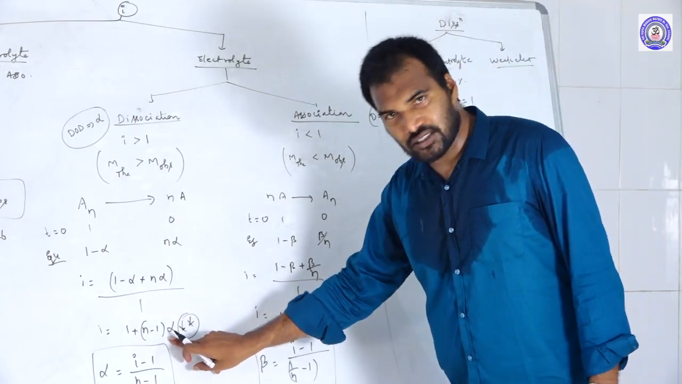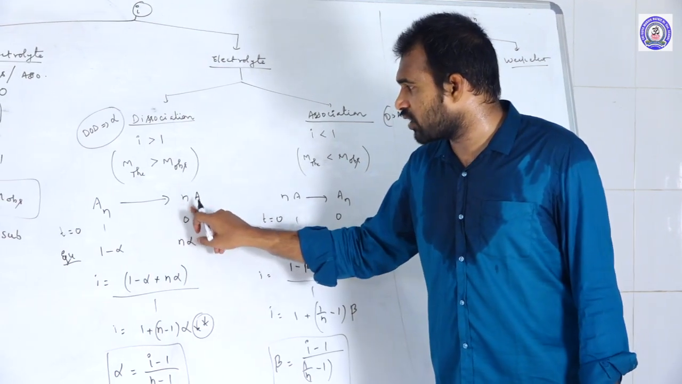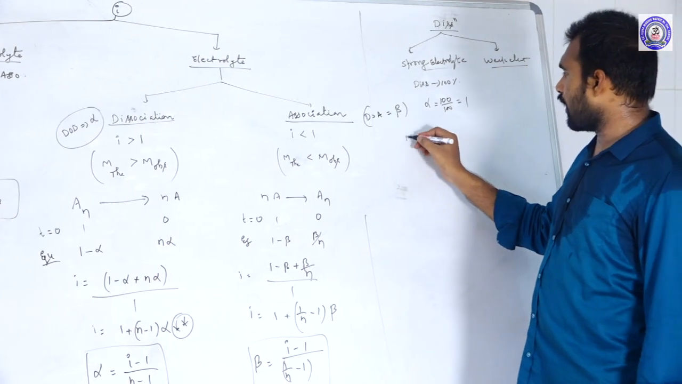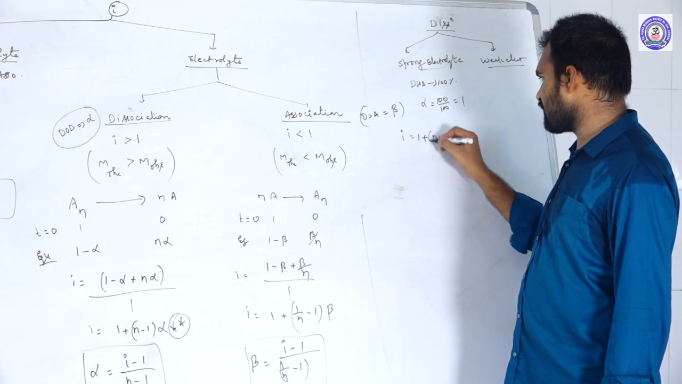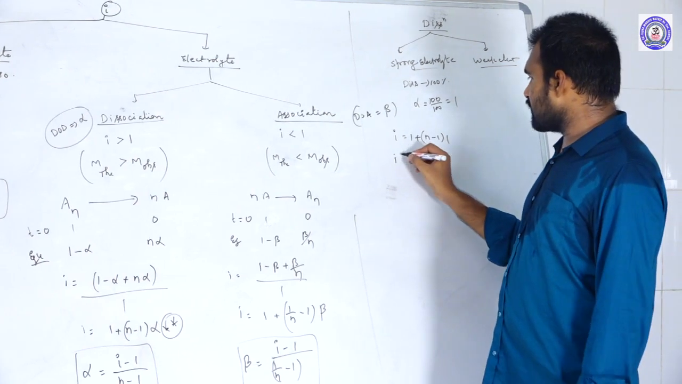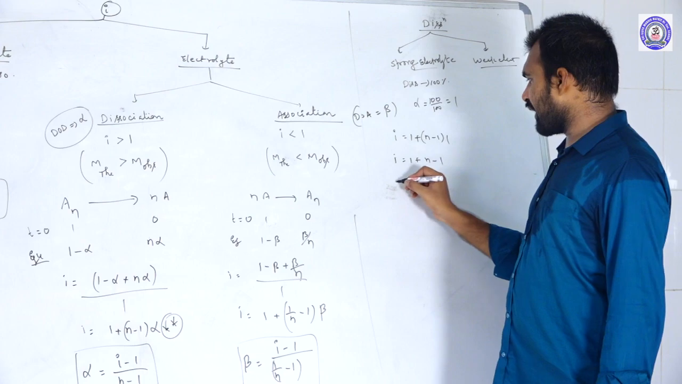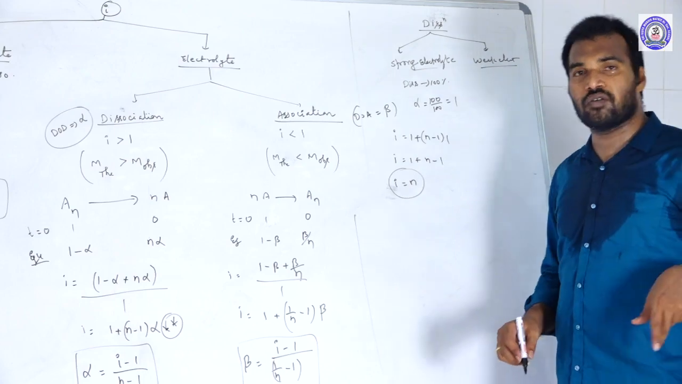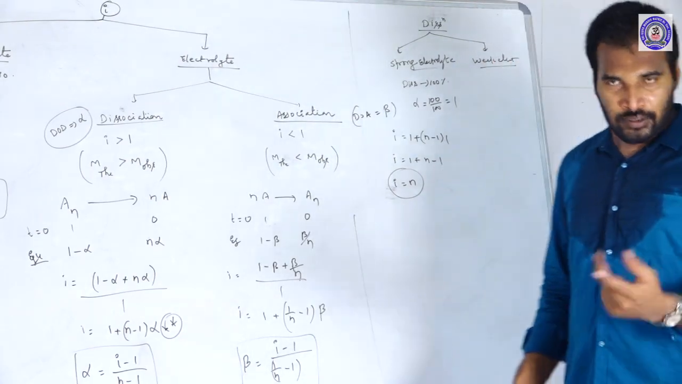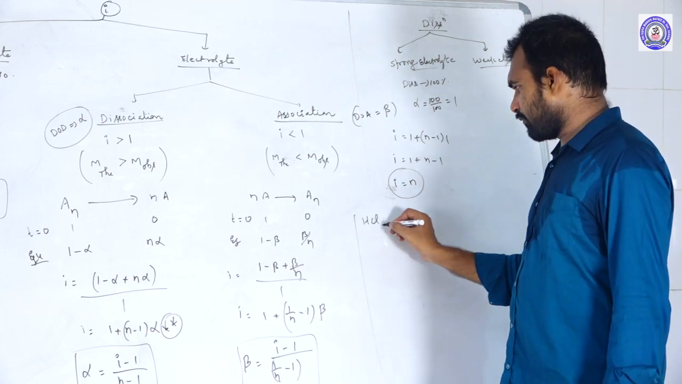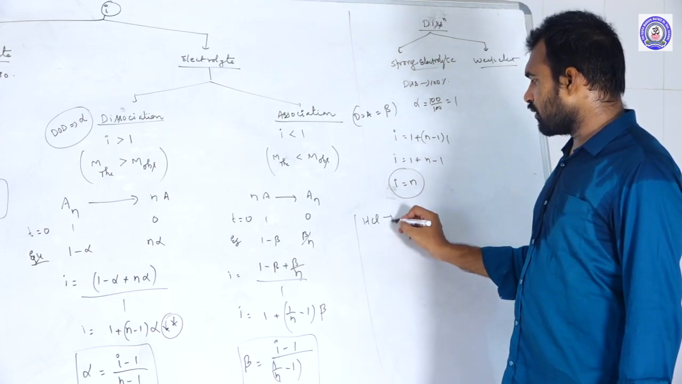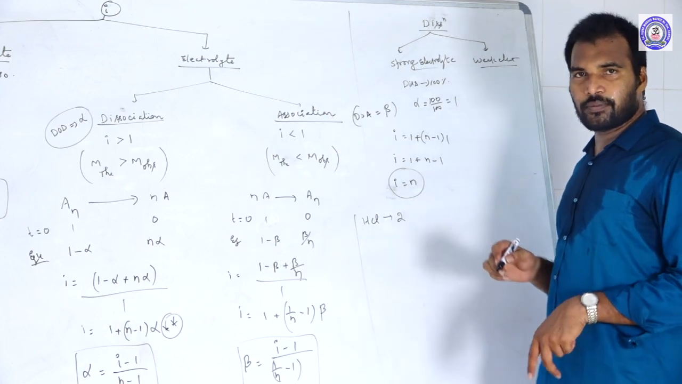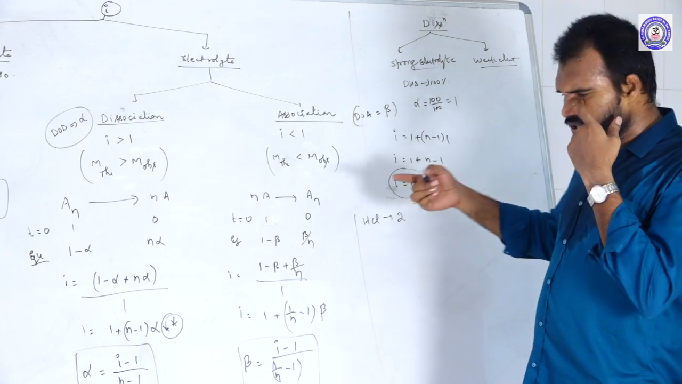Where alpha is equal to the degree of dissociation, and n is equal to the number of ions produced from one molecule. Now alpha is equal to 1. Substitute that: i is equal to 1 plus (n minus 1) into 1. So i is equal to 1 plus n minus 1. The 1 cancels. i is equal to n. That means the i value is always equal to the number of ions produced. For example, in case of HCl, what is the n value? 2. How many ions are they producing? 2 ions.